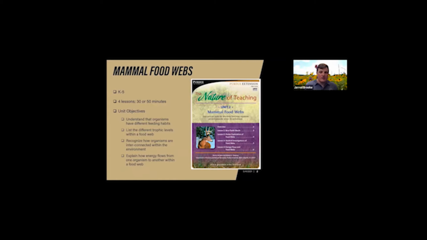The unit objectives are really to help students understand that organisms have different feeding habits, carnivores versus omnivores versus herbivores, and how you actually might identify those species based on their teeth. List and identify the different trophic levels within a food web. Help students recognize how organisms are interconnected within their environment, and then help explain how energy flows from one organism to another through the food web.